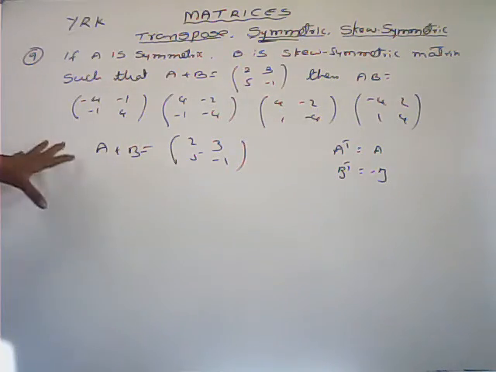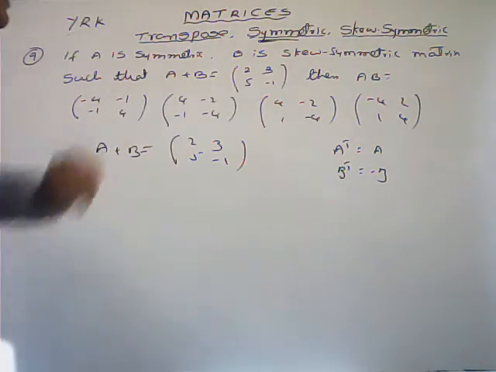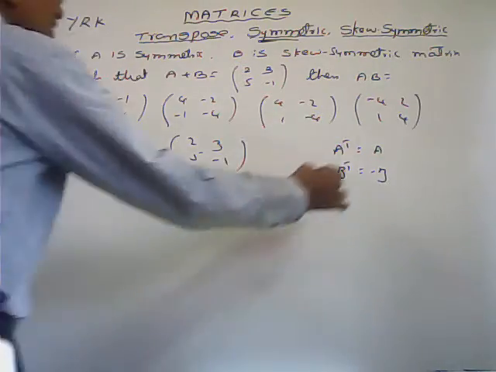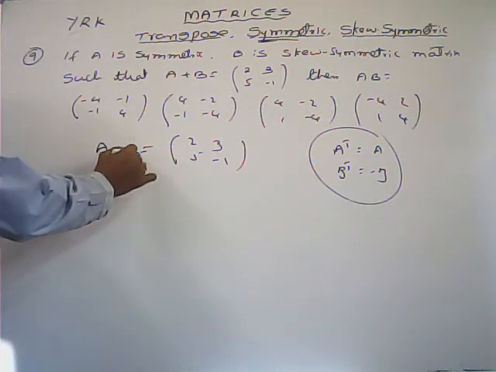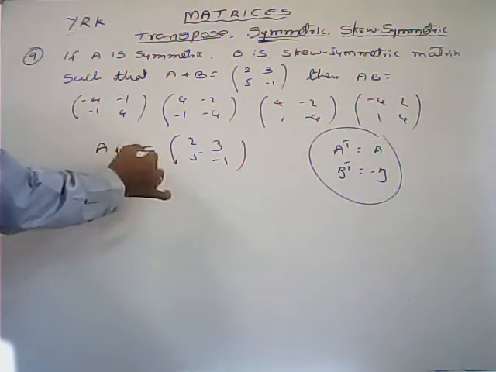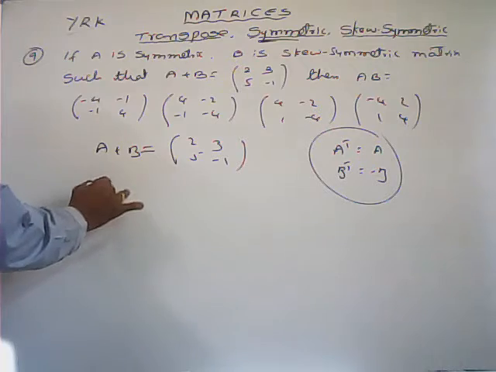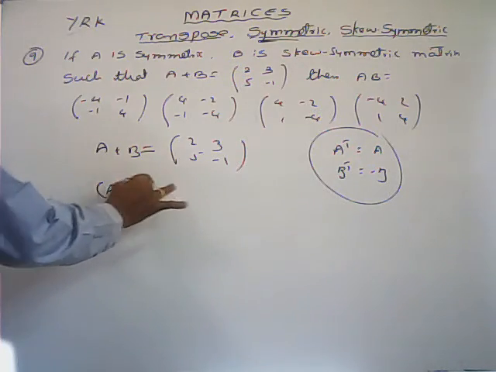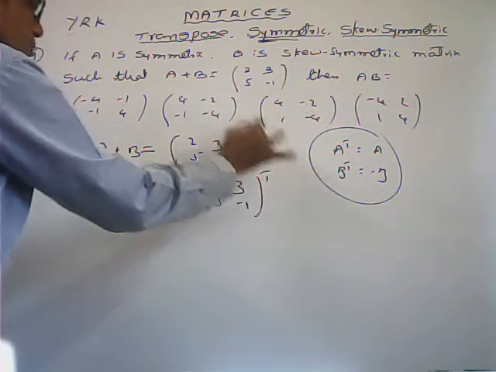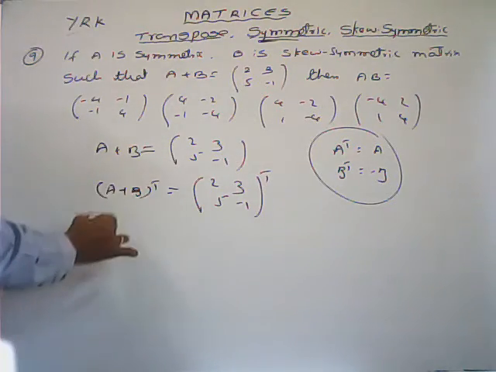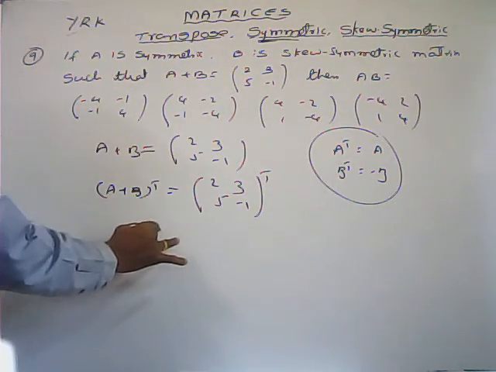But here only A plus B is given and they are asking A into B. But this condition is also given: A is symmetric and B is skew symmetric. So here what I am doing is taking transpose on both sides. (A plus B) whole transpose equals the matrix [2, 3; 5, minus 1] whole transpose. (A plus B) whole transpose, you can write as A transpose plus B transpose.